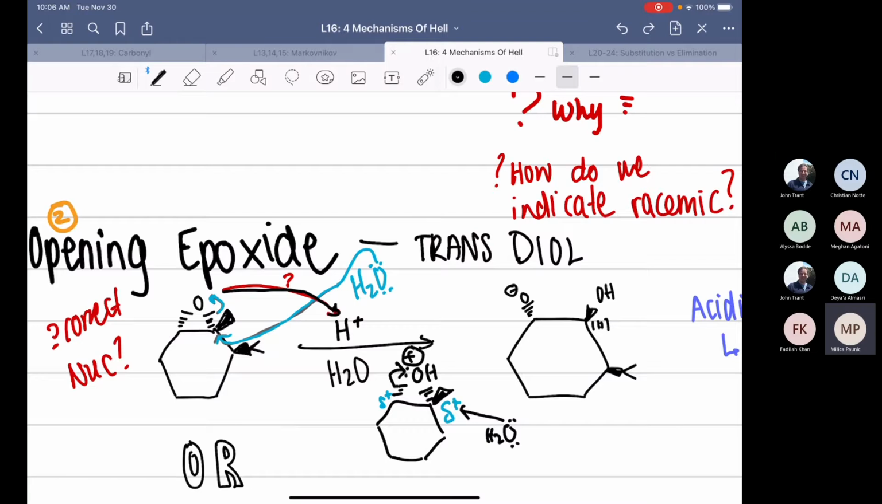Like I would have drawn those arrows you drew in blue on the structure you just drew, the one underneath the arrow, where you protonated the epoxide. Okay. So this has to happen first. Yes, because otherwise nothing happens. Because you can't stir epoxides with water.